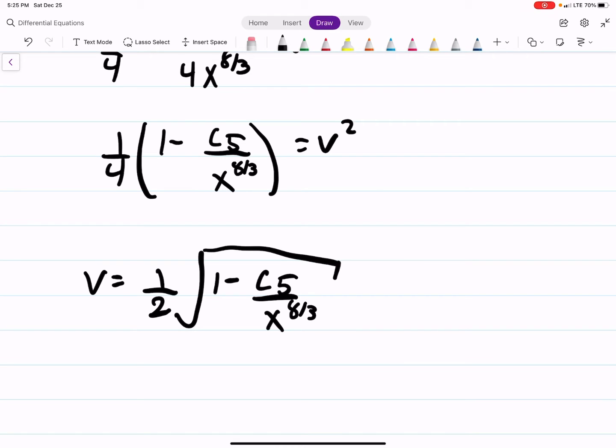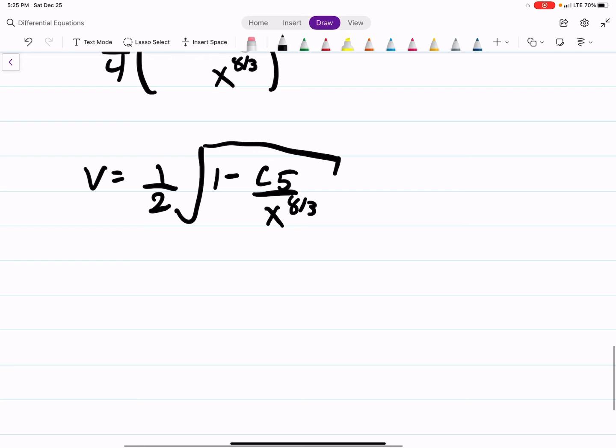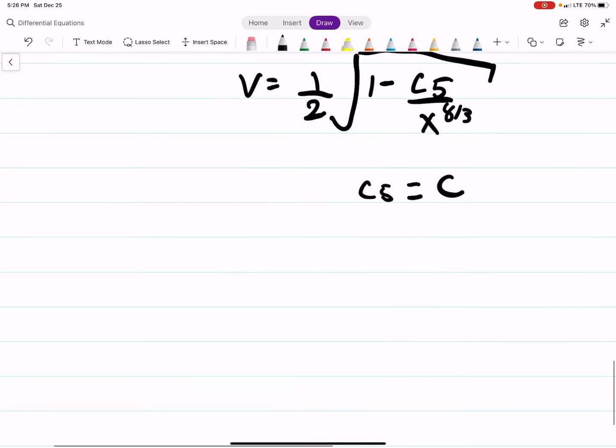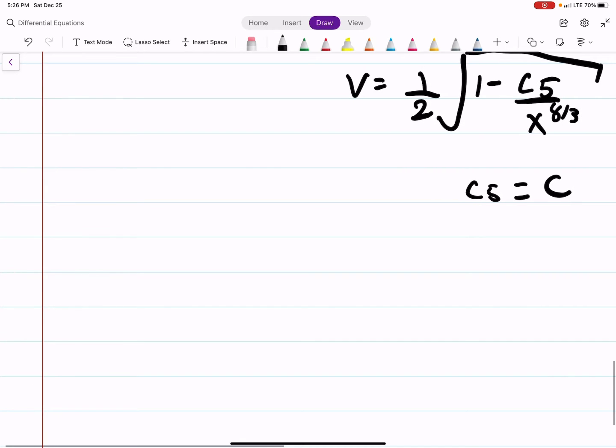Okay. So normally when I go through a problem like this at any point, I would just say C5 is equal to C, and I'll just carry a constant C, even though it's maybe not the best notation. But that's how you do that problem. We have v completely by itself. We've solved that differential equation.